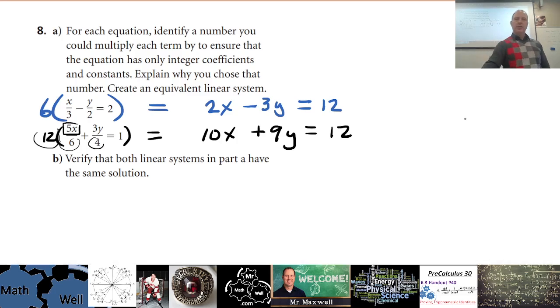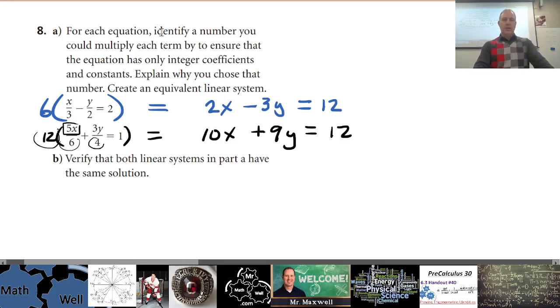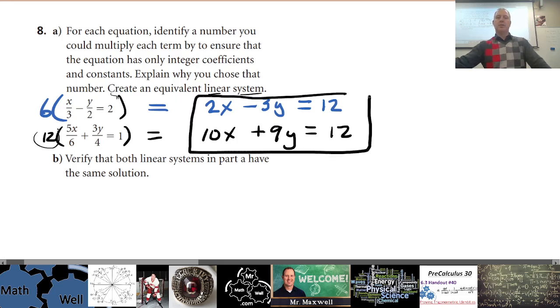Interesting. So this question, I didn't even read the question, but identify a number you could multiply each term by to ensure that the equation has only integer coefficients and constants. That's what we've done. Explain why you chose that number. Create an equivalent linear system. So this doesn't actually ask us to solve the system at all. It just asks us to create an equivalent linear system. So right now, what we've done is multiplied the first one by 6, the second one by 12, and then we've created another system that should be equivalent. Verify that both linear systems in part A have the same solution.